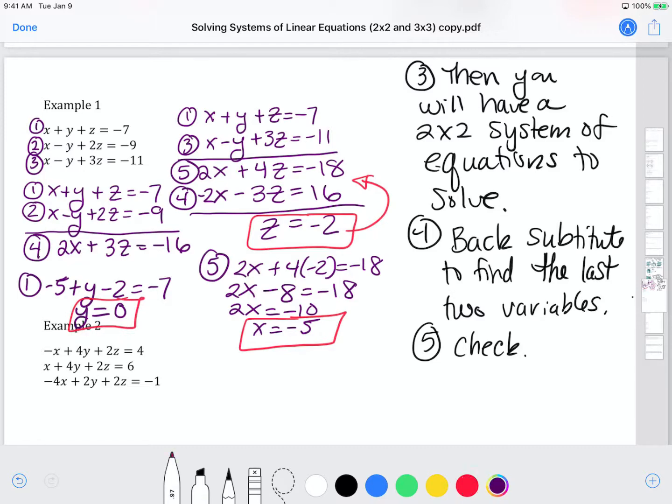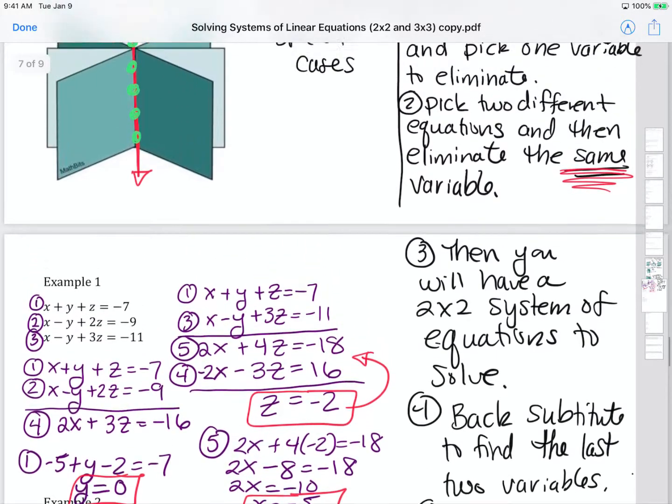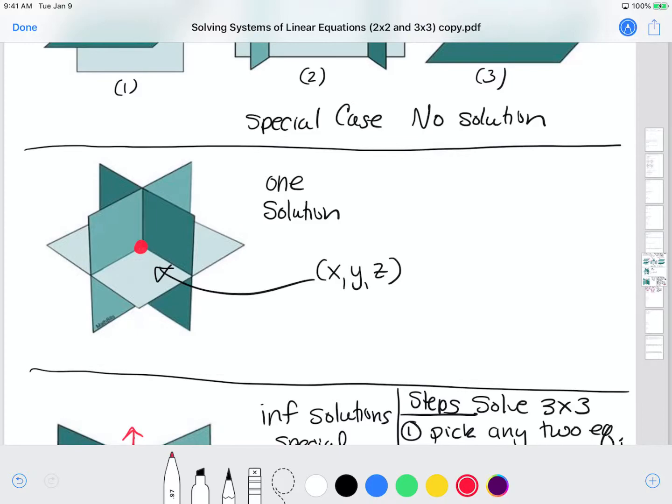If I write this down as an ordered triple, my final answer would look like this. I want to put my x first, negative 5, then I put my y, then I put my z. This is what it would look like if we wrote it down as an ordered triple. So this is the case where all three planes come together at one point. That would be this case right here with one solution.